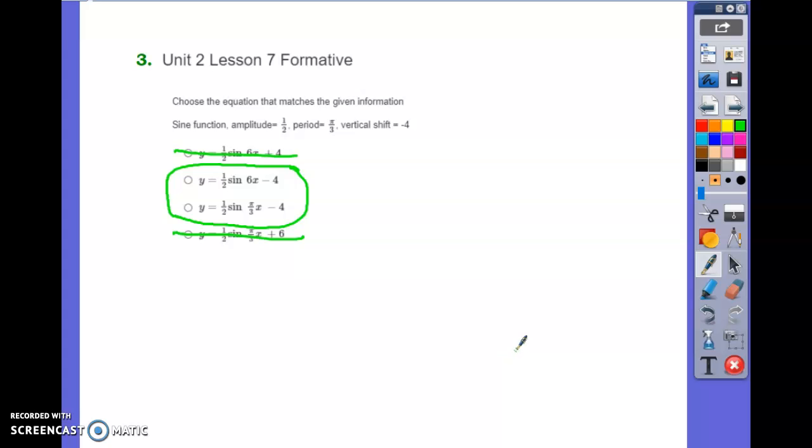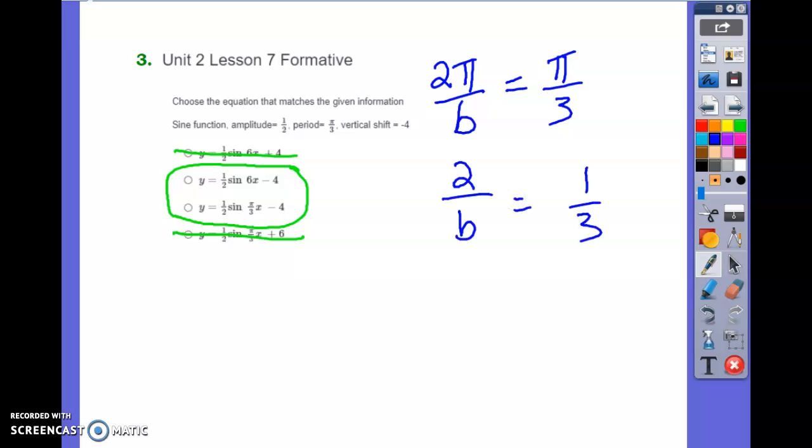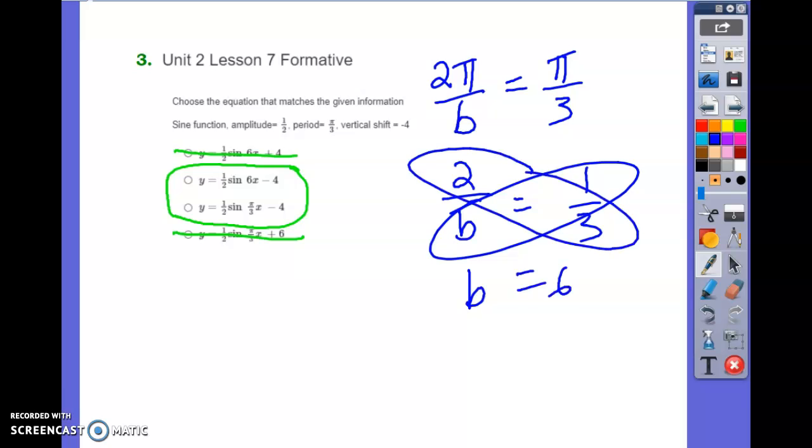Now let's look at the period. The period for a sine function is 2 pi over b, right? And we are going to set that equal to the period that we're given, which is pi over 3. I'm going to cancel those pi's, since there are pi's on both sides. This is 2 over b equals 1 over 3. So if you're cross multiplying, b is 6. So there's your answer.